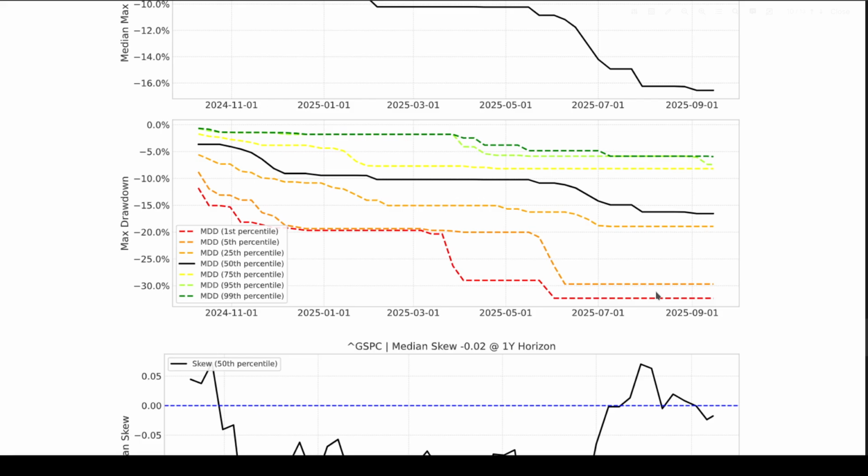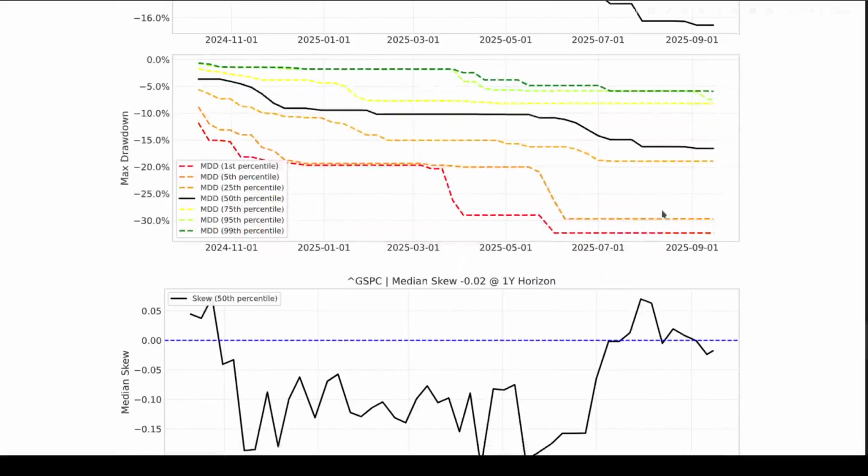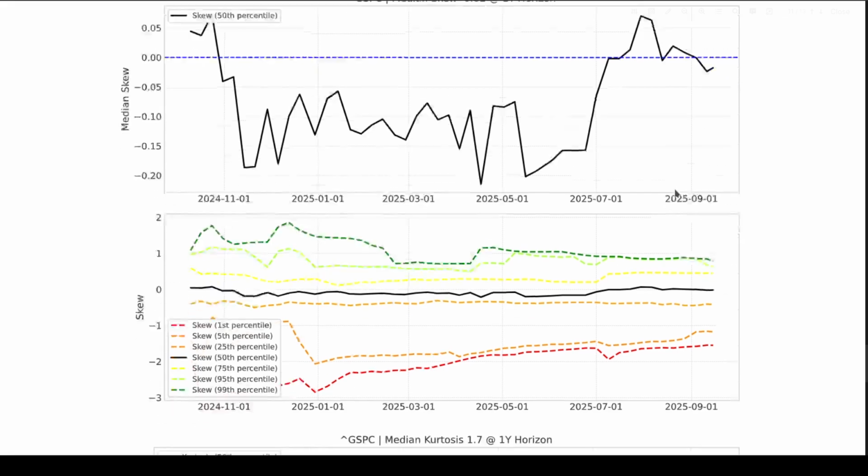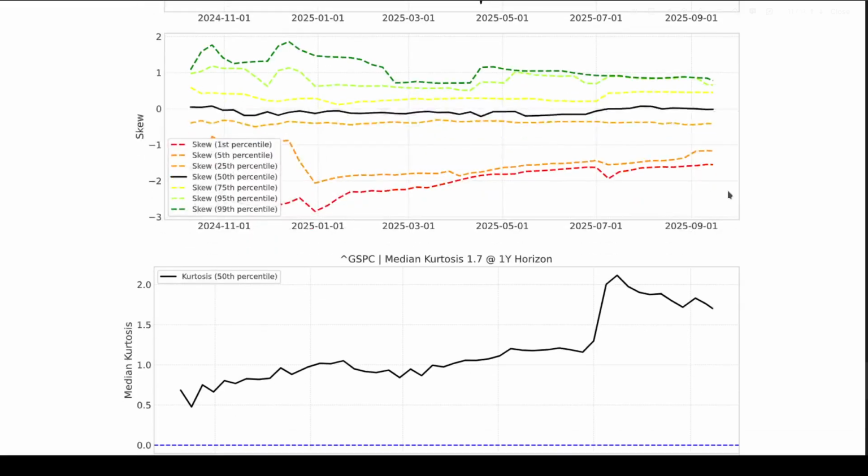So you can expect that your drawdown, if you were to take this trade tomorrow, will be somewhere between these extremes. We can look at the skew as well. Initially, for most of the life of this trade, you're expecting a negative skew, and then it pops up just a little bit to a positive, and then it keeps falling back.